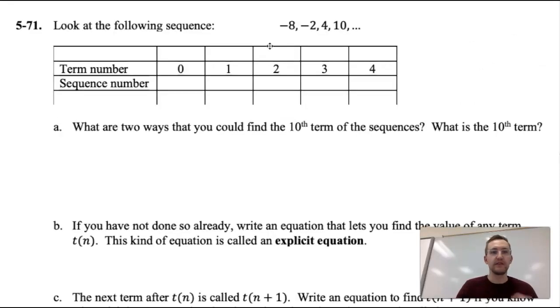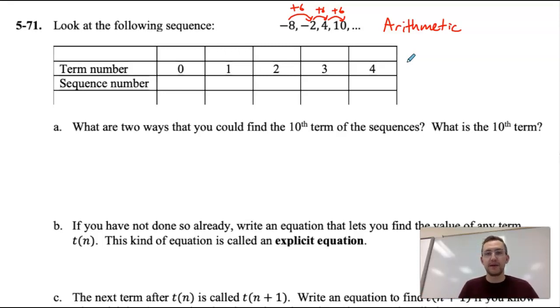So 5.71, we've got the following sequence. We've got -8, -2, 4, and 10. As I look in between those terms, it looks like there's a common difference as we go from one term to the next. It looks like we are adding 6 every single time. So that tells me, first, that this is going to be arithmetic, because we are adding 6 to every single previous term. Again, it's a constant amount, so we're arithmetic.